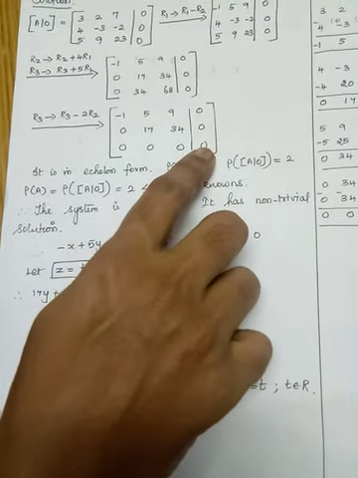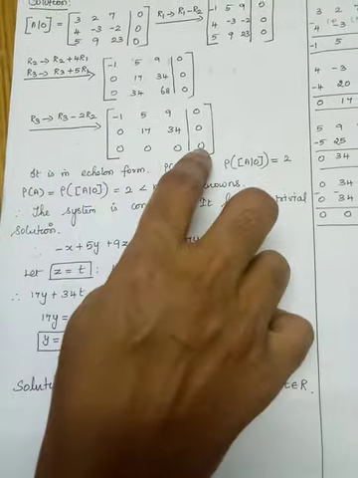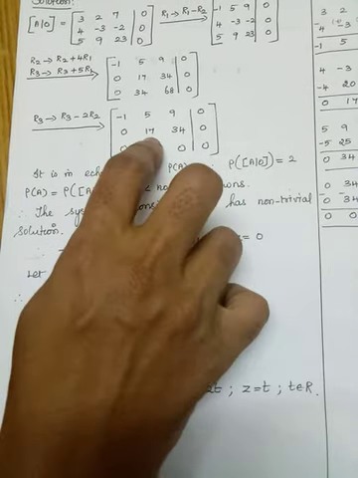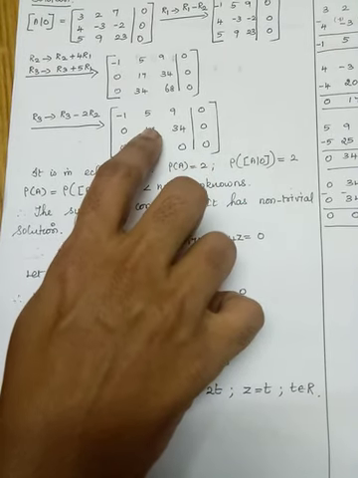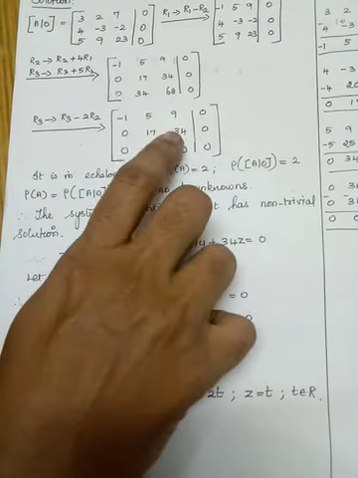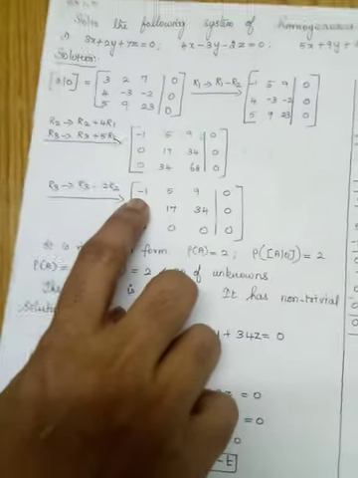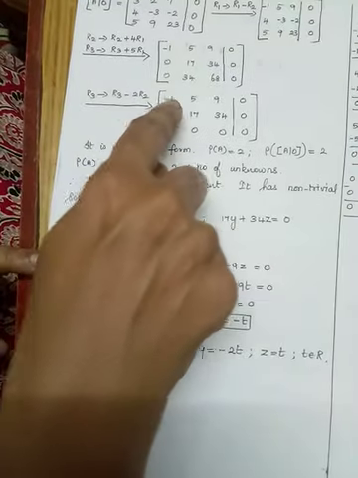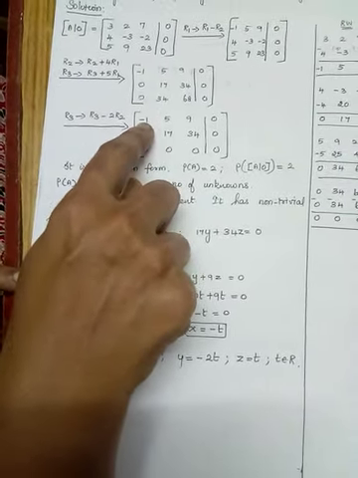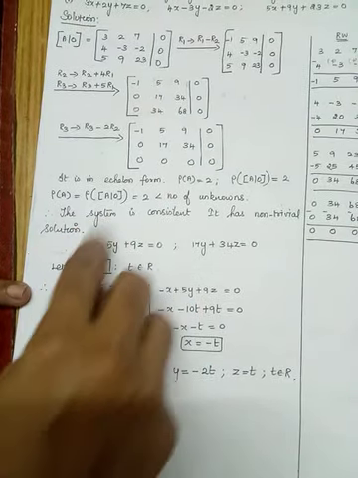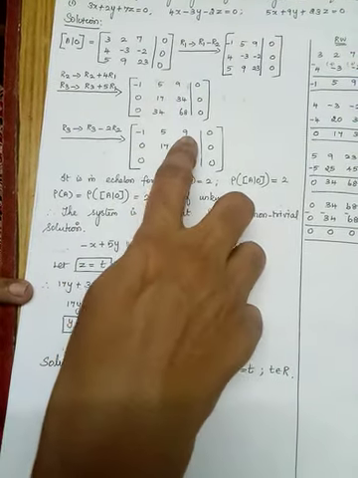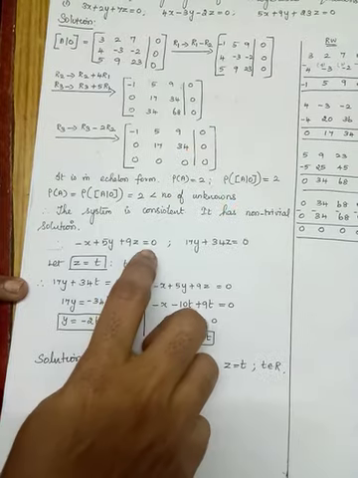From the echelon form you have to find the solution. Your third row has all elements 0. So go to the second row. Here you are having 17y plus 34z is equal to 0. Go to the first row. Here you see that minus x plus 5y plus 9z is equal to 0.